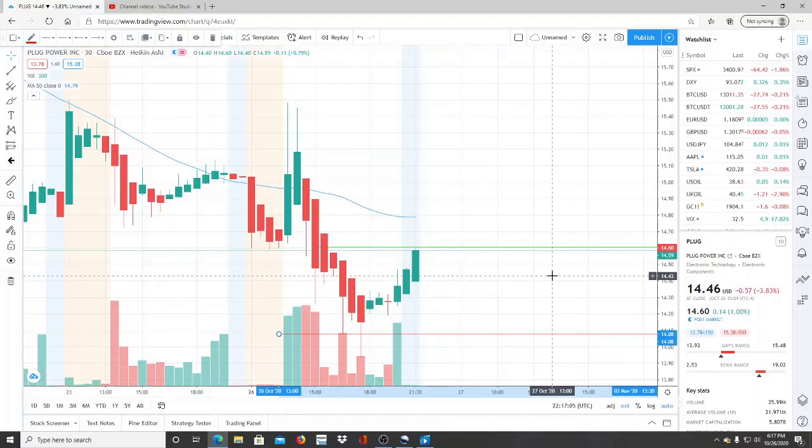So it's super important to keep that in mind and pay close attention to how this stock is reacting and how quickly it is hitting newer lows.